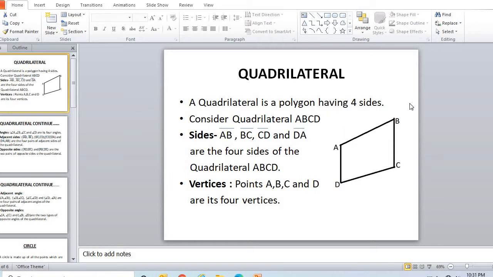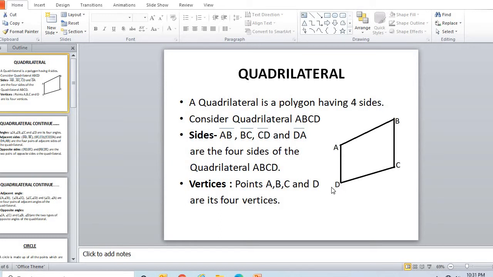The figure of a quadrilateral will be this polygon. A quadrilateral is a polygon having four sides. Consider quadrilateral ABCD. The sides are line segment AB, line segment BC, line segment CD and line segment DA. Now the vertices are point A, point B, point C, point D.